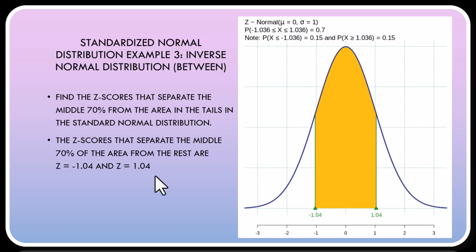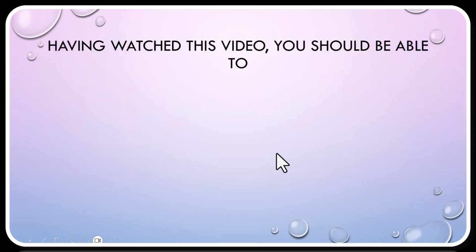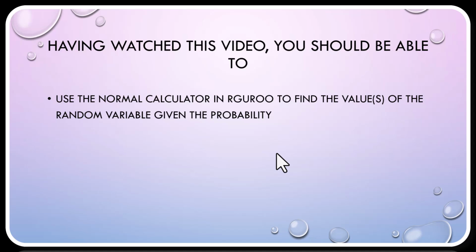And again, of course, we are rounding our z-score to 2 decimal places. There's more precision up here, but we don't really need that. So, having watched this video, you should now be able to use the normal calculator in RGuroo to find the value or values of the random variable or variables given the probability or the area under the curve.